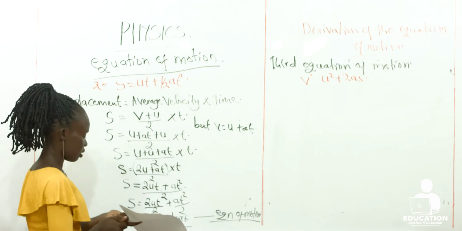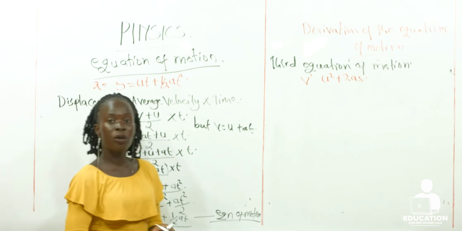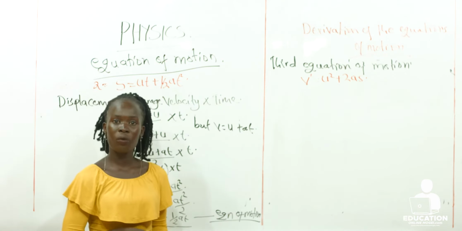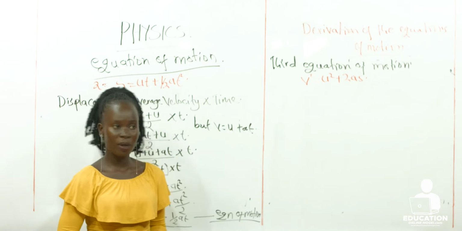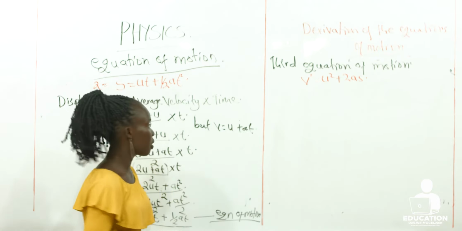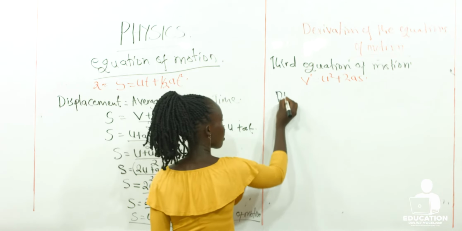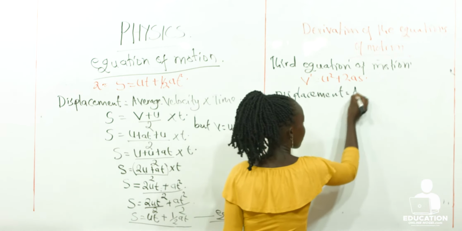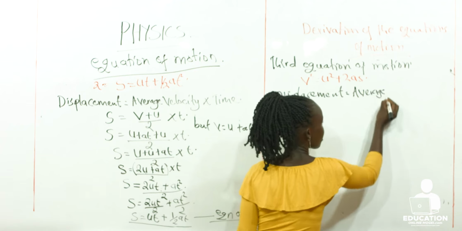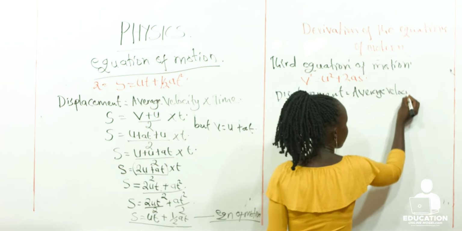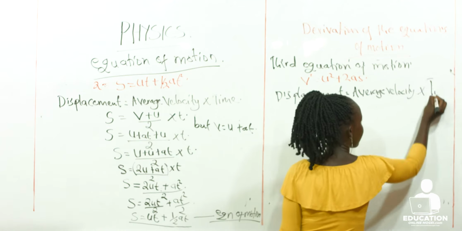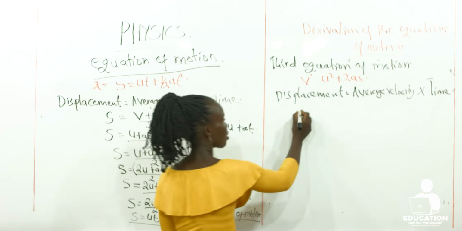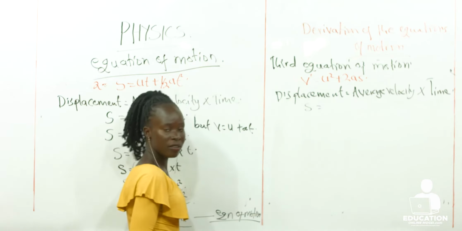To get that again, we are going to use displacement. The first one, we got it from the definition of acceleration. The second one we used displacement. The third one we are still going to use displacement. So how can we get that from displacement? Since our displacement is equal to the average velocity multiplied by the time factor.